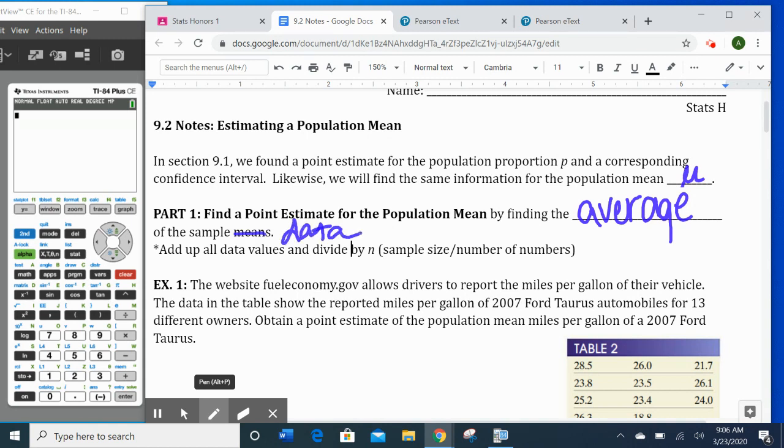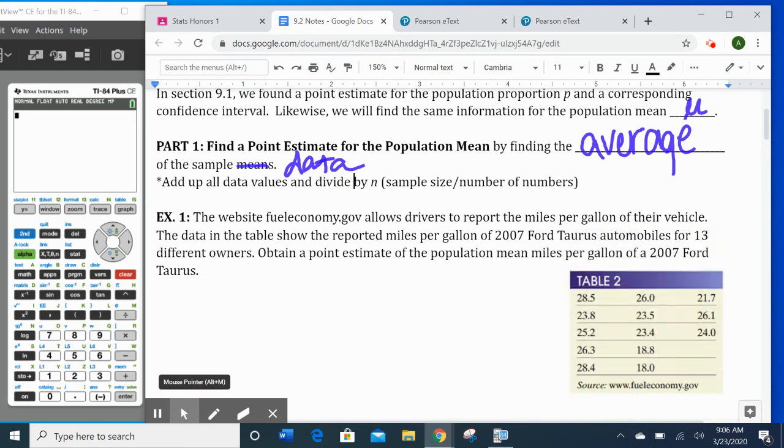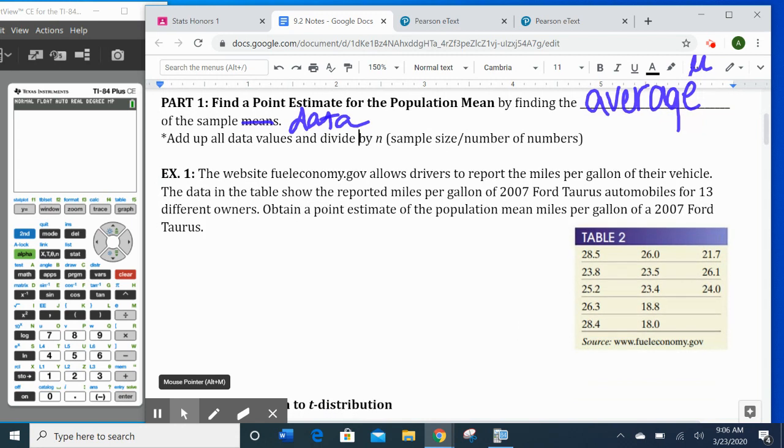And so we add up all the data values and we divide by n, which is the number of numbers or the sample size. And you've been finding averages since you were in 4th grade. So I add up all the numbers, divide by the number of numbers.